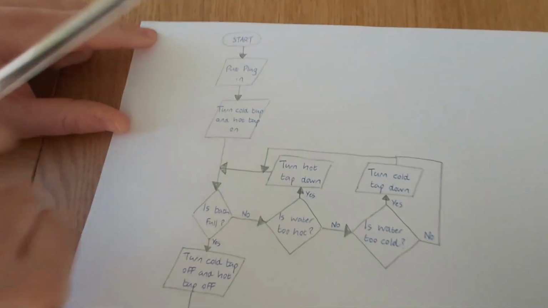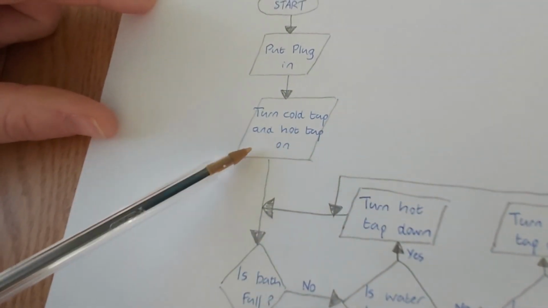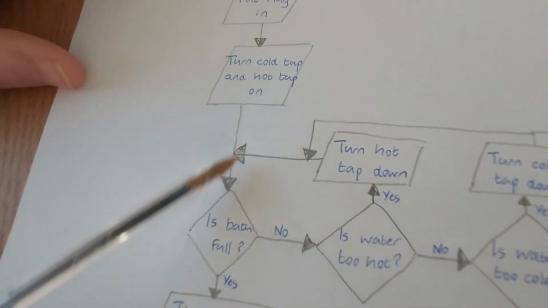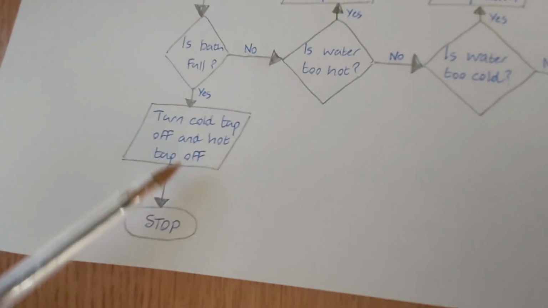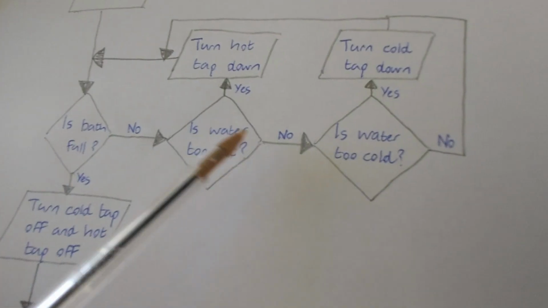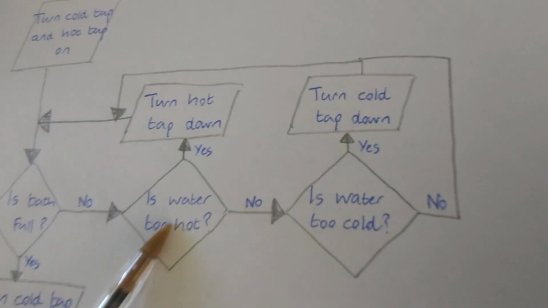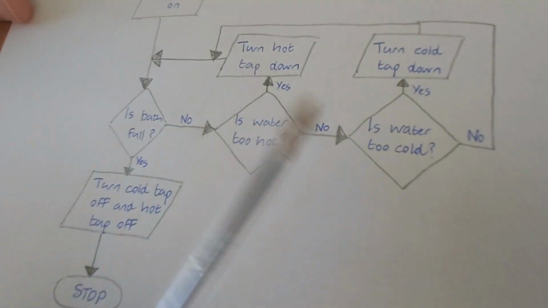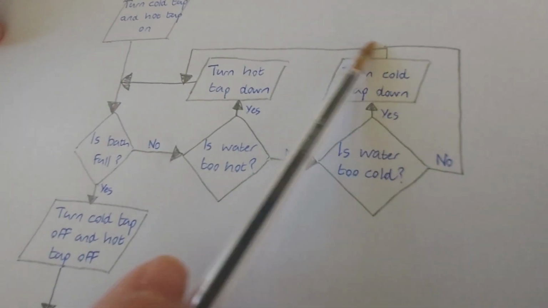So if I actually run from the top for you with them. So I'm putting the plug in this time. I'm turning the cold tap on and the hot tap on. So not just generally taps, being specific. And then the flow comes down to, is the bath full? Now, if it is full, yes, it turns the taps off and stop. But if it isn't full, we check and see if the water is too hot. If it isn't too hot, we check and see if it's too cold. But if it's yes, the water is too hot, then we turn the hot tap down and it comes back around to this point of asking if it's full. And if it's too cold, we're turning the cold tap down, and that follows that line.